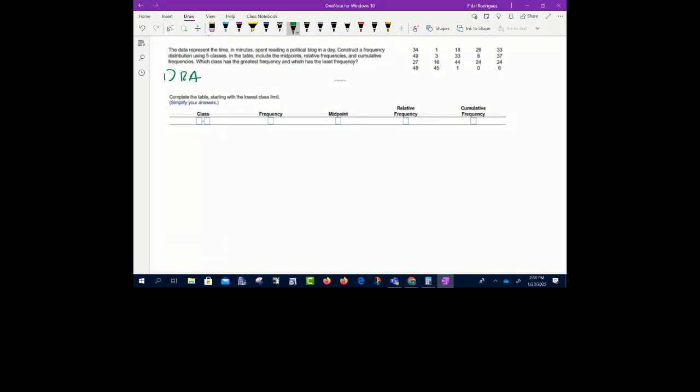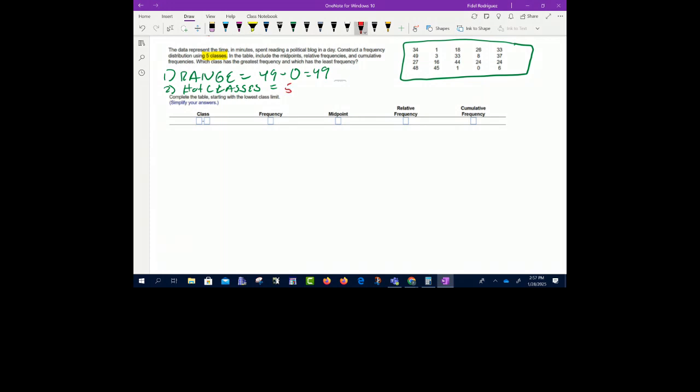Step number 1, let's find our range. Y'all, we need to look for the biggest number in our list here. What is the biggest number in our list? 49. Very good. What about the smallest number? 0. So 49 minus 0 is still 49. Now, number 2, the number of classes. Did they tell us how many classes we were going to have? They told us we're going to have 5. Very good, y'all.